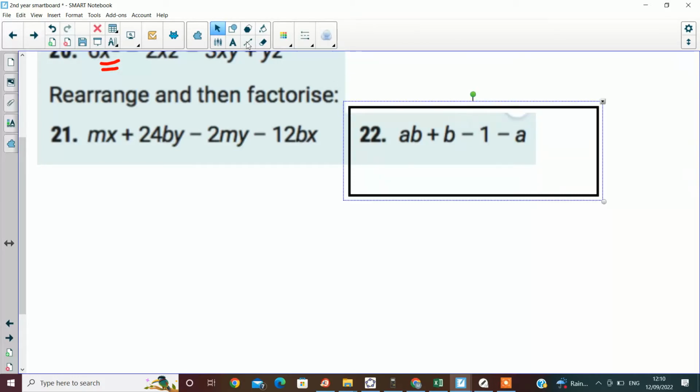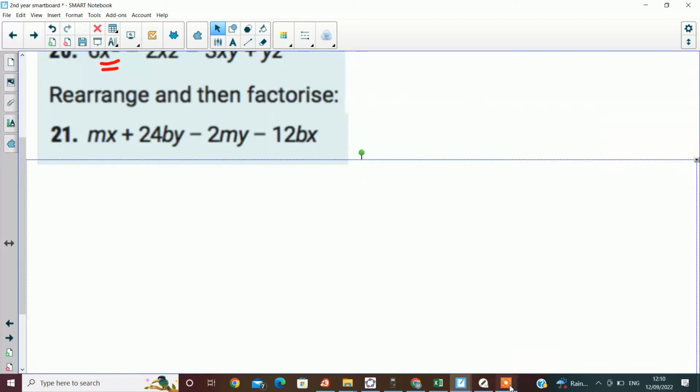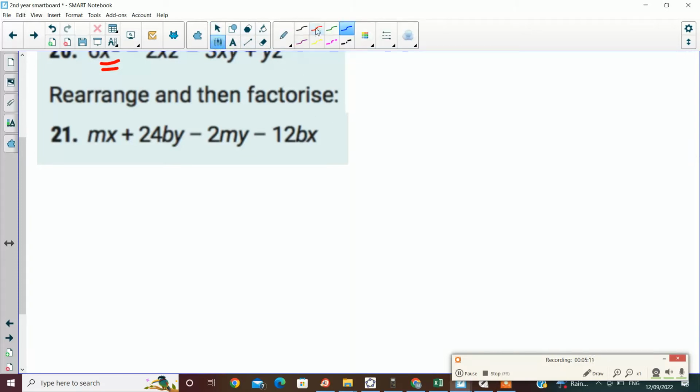Okay. Now, the rearranging ones are difficult. Right, so we're on to question 21. Okay, so imagine mx is the red one, plus by is the green one, minus 2my is the blue one, and minus 12bx is the purple one. I'm allowed to rearrange them in any order I want. So here's what I'm thinking.